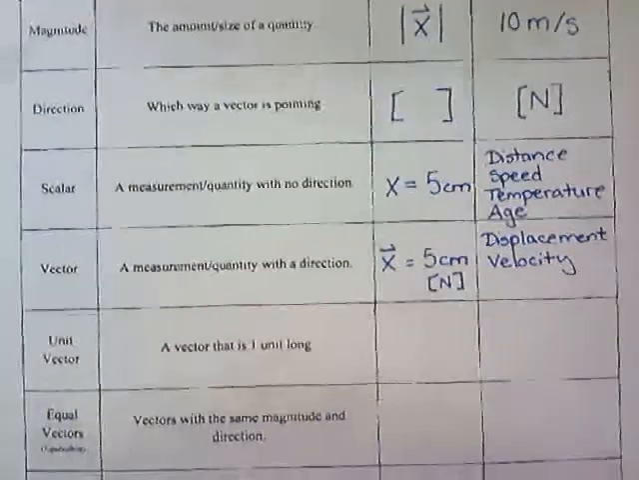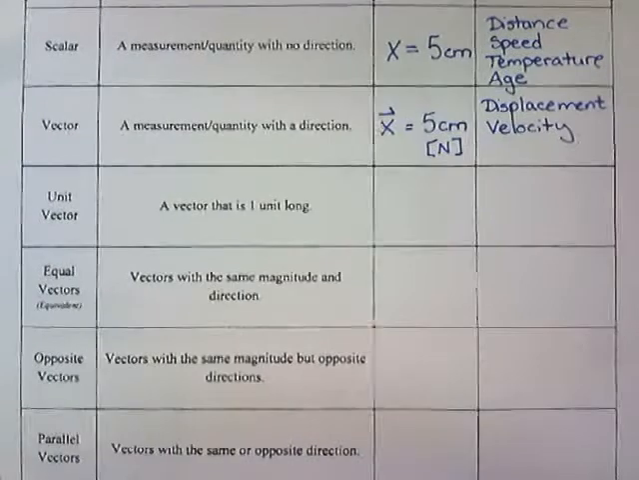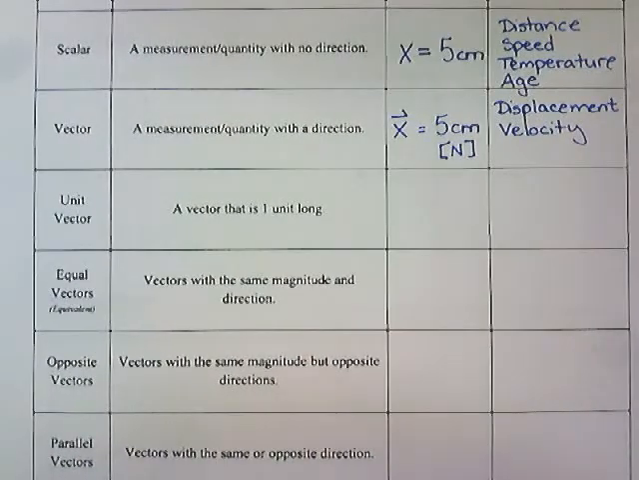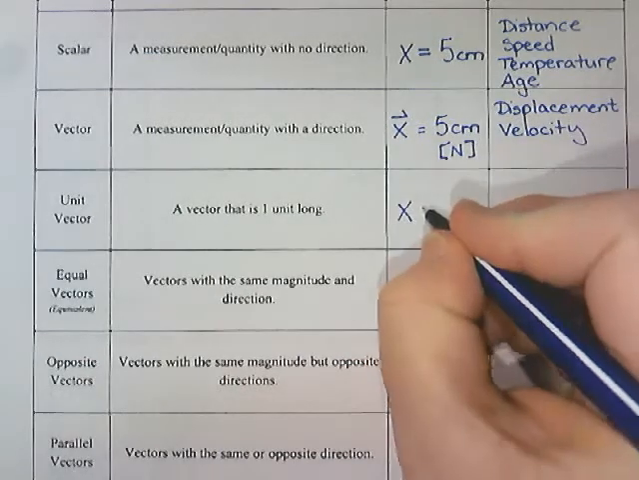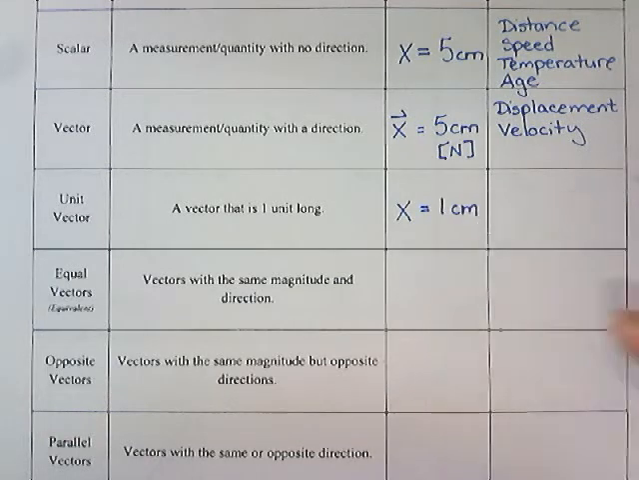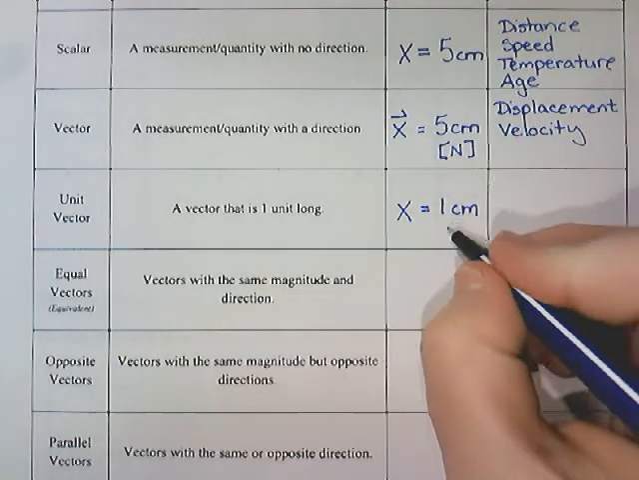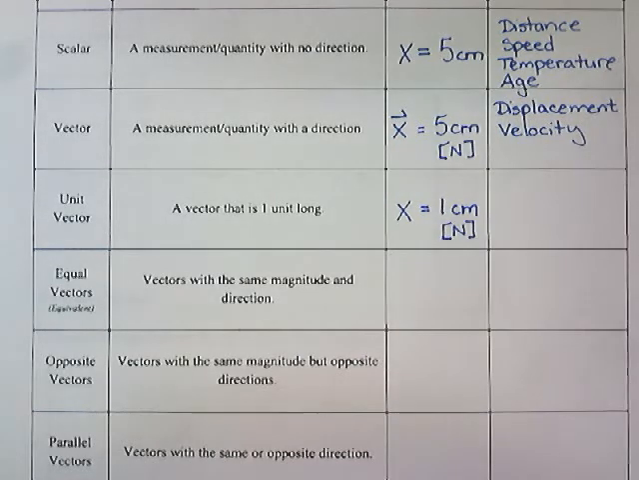A unit vector is a vector that is just 1 unit long. So there's a special notation for that. It's a little weird. So if I had the variable x, and let's say it is 1 centimeter. So it has to be 1 unit. It could be 1 centimeter, 1 inch, 1 meter, 1 kilometer. And it is a vector quantity, so it does need a direction. I'm just going to throw in north.